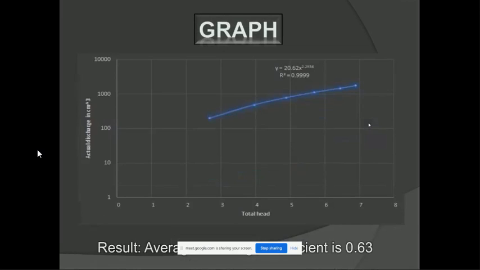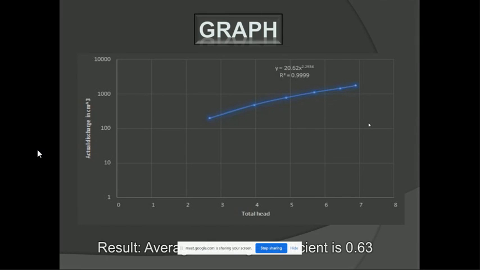Now a graph is plotted between actual discharge and total head using 6 values. The equation of the graph comes to be of the form y equals k x^n, where k is equal to 20.62 and n is equal to 2.2934. Now the result: the average discharge coefficient is 0.63.